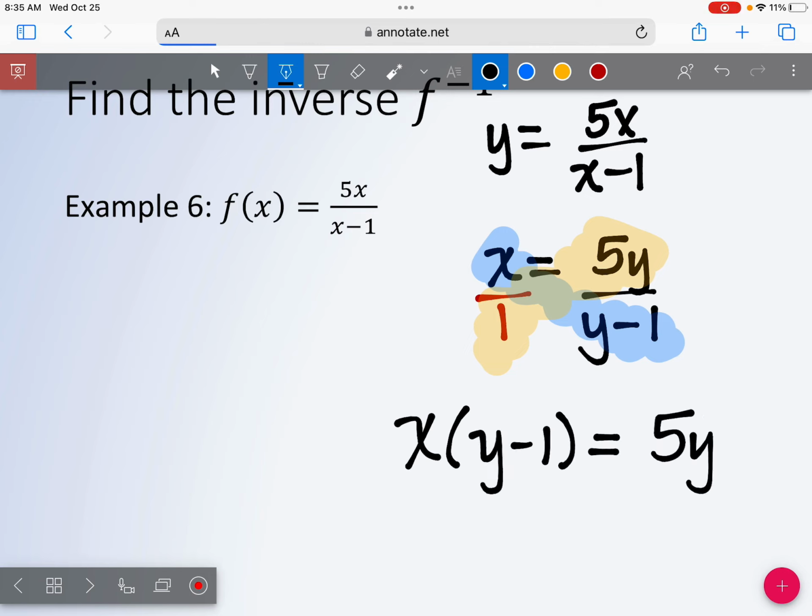So this one is a little different from the last one only because we have y in 2 places. So we can't go about it the same way. Instead of dividing both sides by x, we have to distribute the x. So when you see y in more than one spot, we have to distribute the x. So let's go ahead and distribute x. And that's going to give you xy minus x equals 5y.